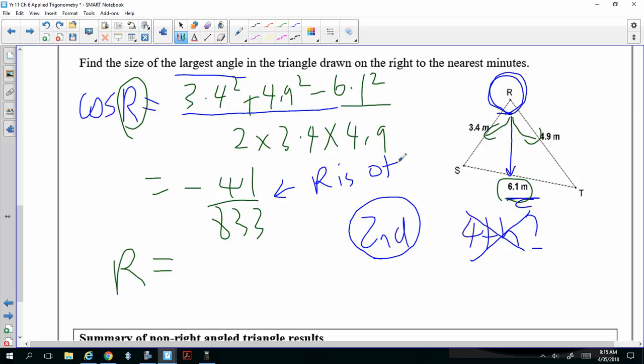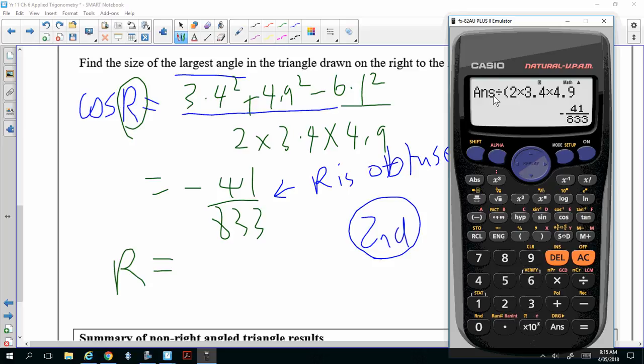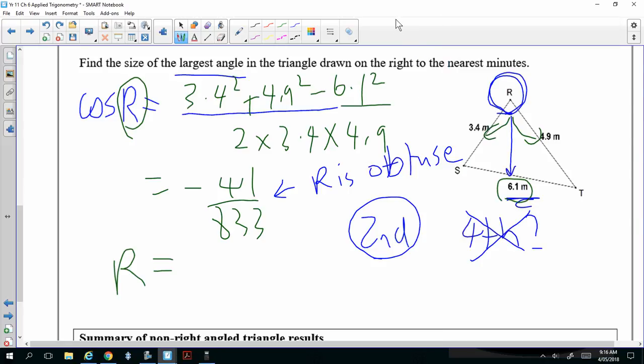So let's do that. Press shift, cos, answer. It gives you an obtuse angle, 92.82 degrees. If you want it to the nearest minute, press that. 92 degrees 49 minutes. Okay, any questions?